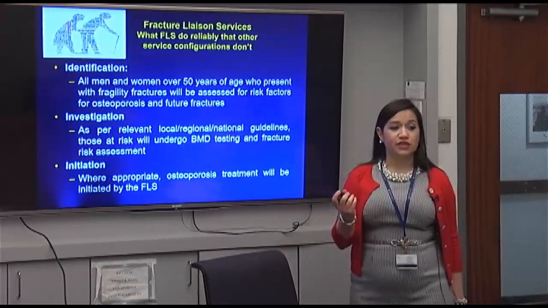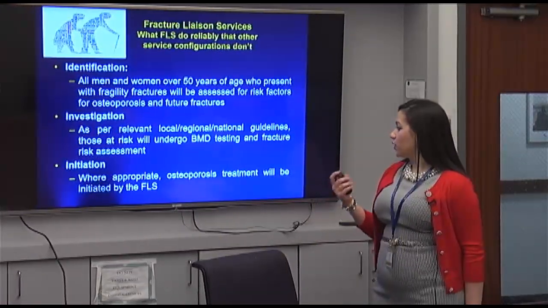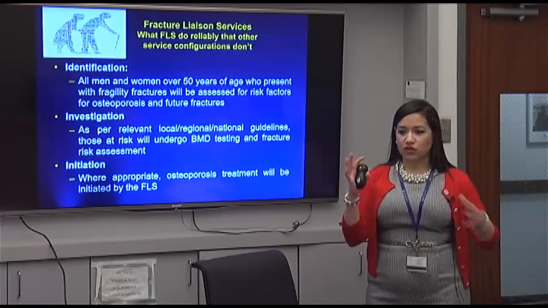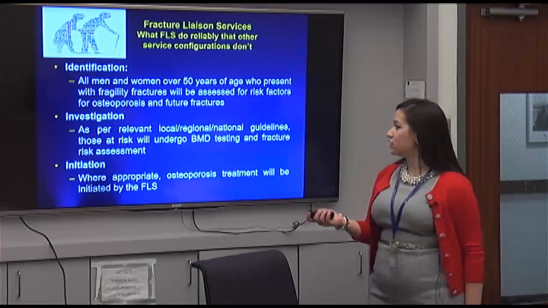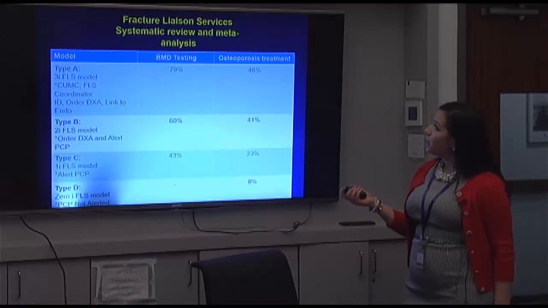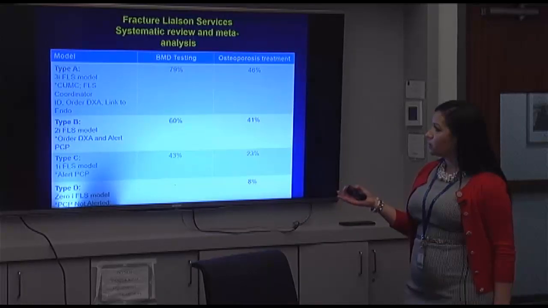And then the third part is initiation. So when appropriate, osteoporosis treatment will be initiated after the initial contact with the fracture liaison service. So these are the 3 different types of models in fracture liaison services.